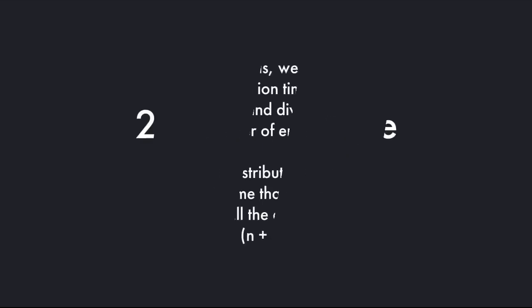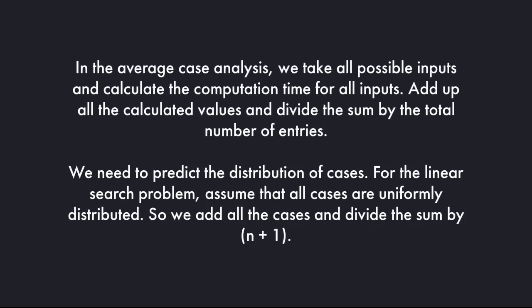Number 2. Average case analysis. In the average case analysis, we take up all possible inputs and calculate the computation time for all inputs. Add up all the calculated values and divide the sum by the total number of entries. So we need to predict the distribution of cases. For the linear search problem, assume that all the cases are uniformly distributed. So we add all the cases and divide the sum by n plus 1.